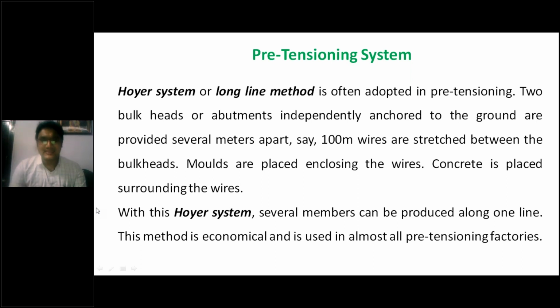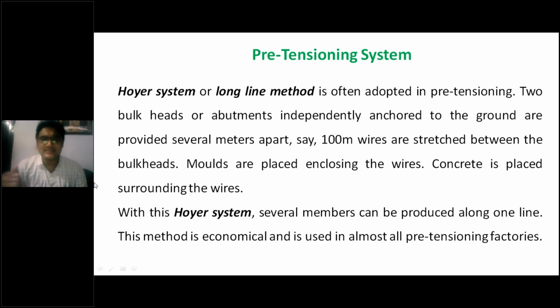Pre-tensioning is done with the help of the Hoyer system, which is often adopted in pre-tensioning. What are the applications of pre-tensioning? Railway sleepers, electrical poles, precast panels, crash barriers. Very small elements in huge production are all pre-tensioned, isn't it? For pre-tensioning that kind of arrangement, you have to go with the Hoyer system.